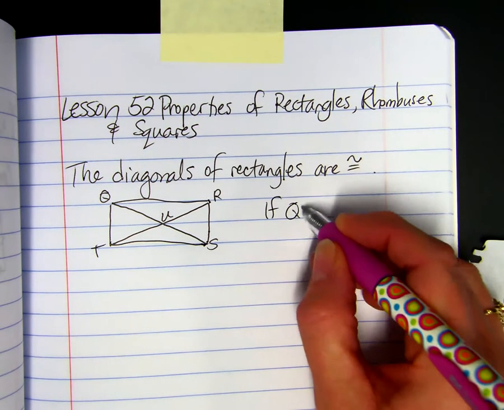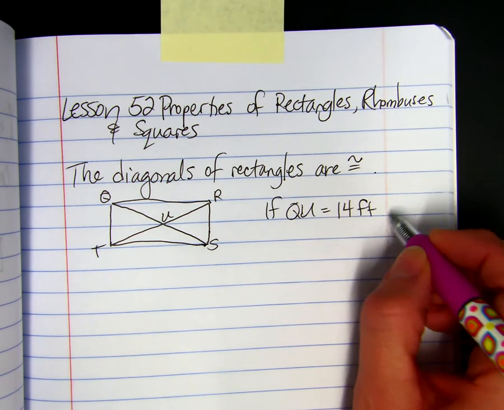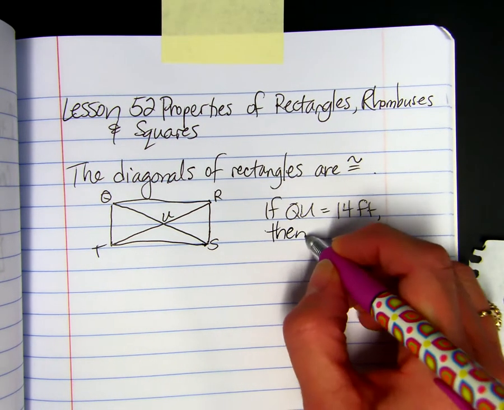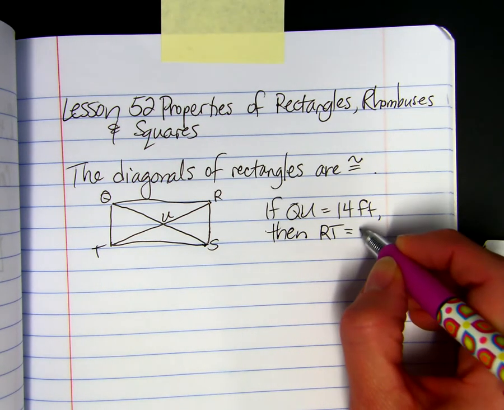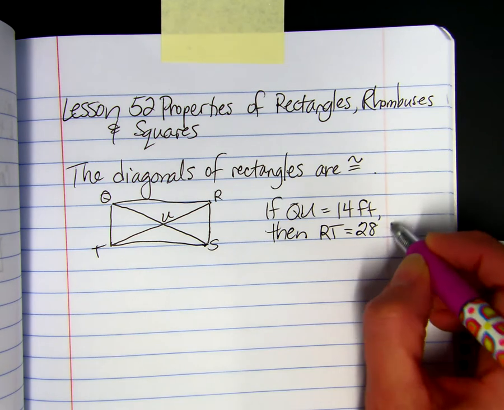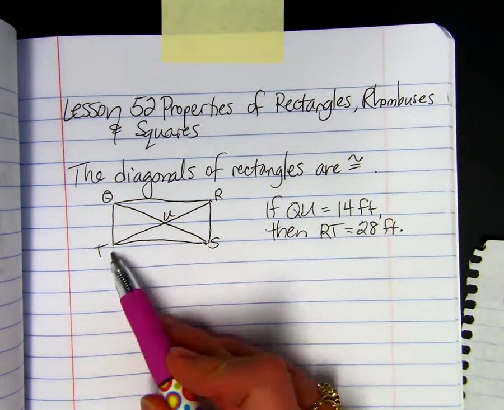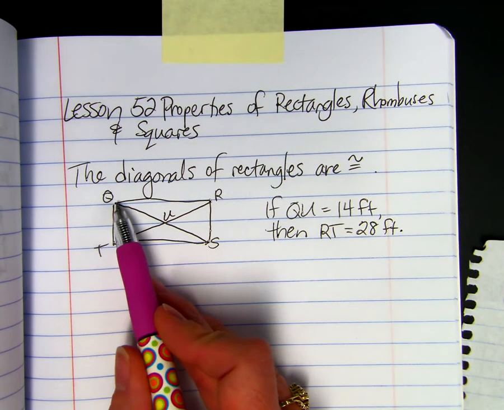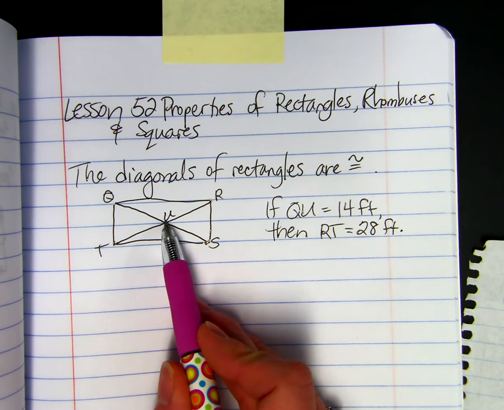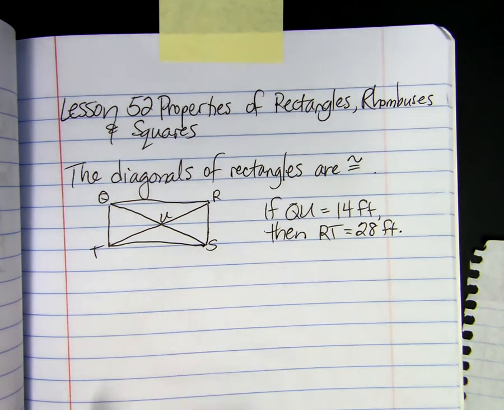So if QU equals 14 feet, then RT would equal 28 feet. Because these two diagonals are congruent and they bisect each other, that means right in half. So if half of this one's 14, then the whole thing is 28 on both of them.